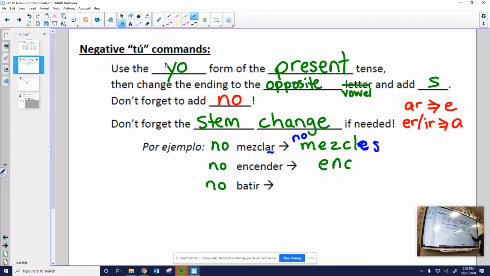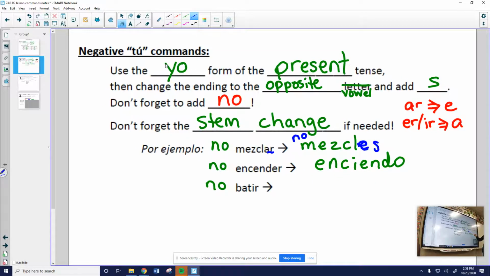Remember, it's a stem changing verb. Enciendo. But we have to take off the O. Ay caramba.